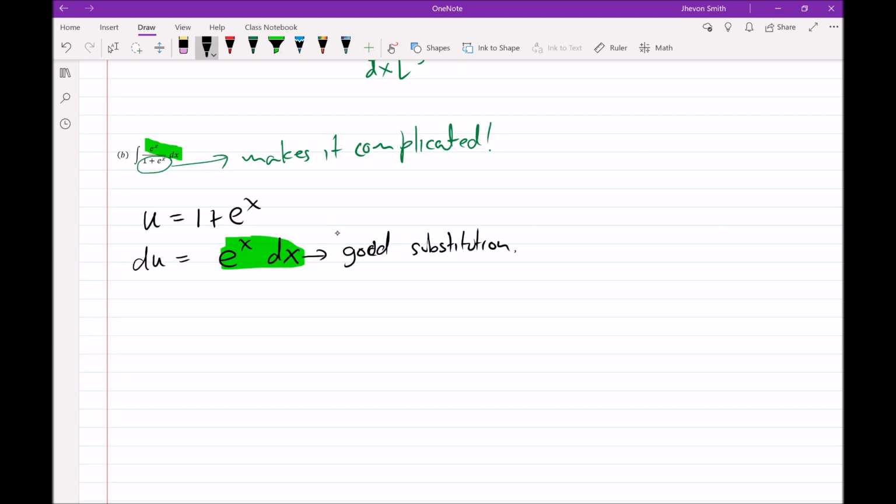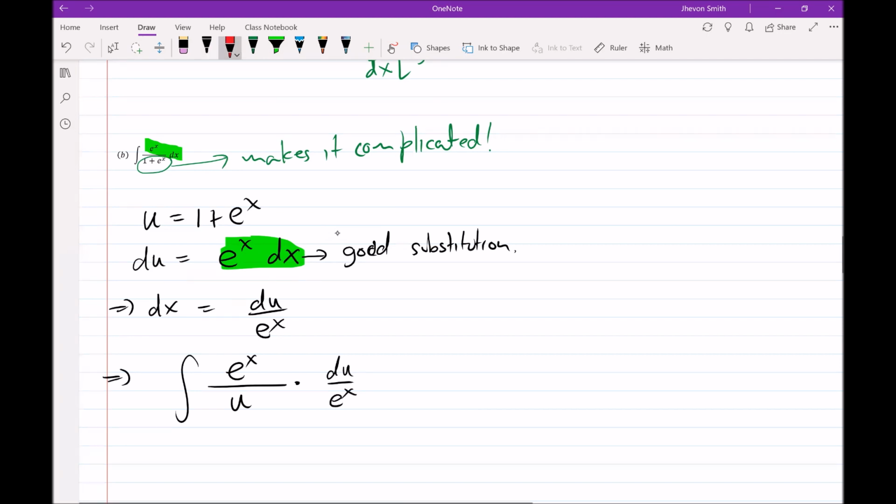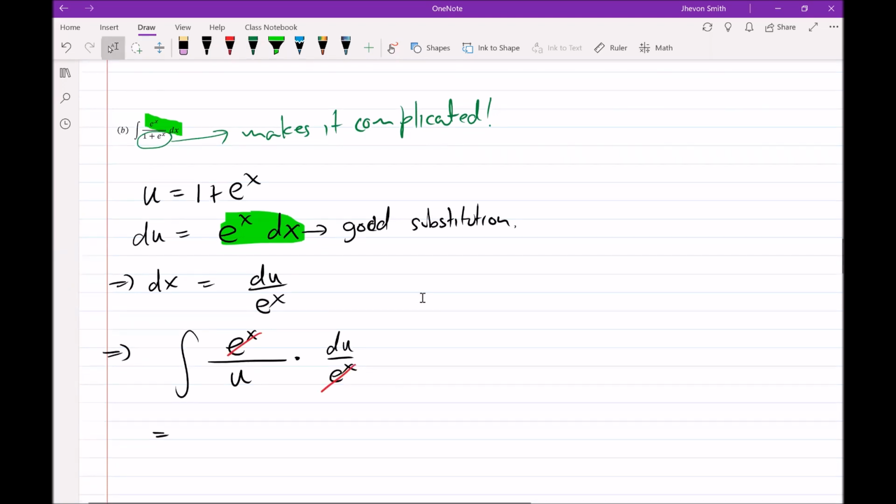So then what I'm going to do is solve for dx, and then plug into the integrals. The e to the x was over here, the u is on the bottom, and my dx is du over e to the x. What's going to happen now? My e to the x's are going to cancel, and now I end up with this integral.